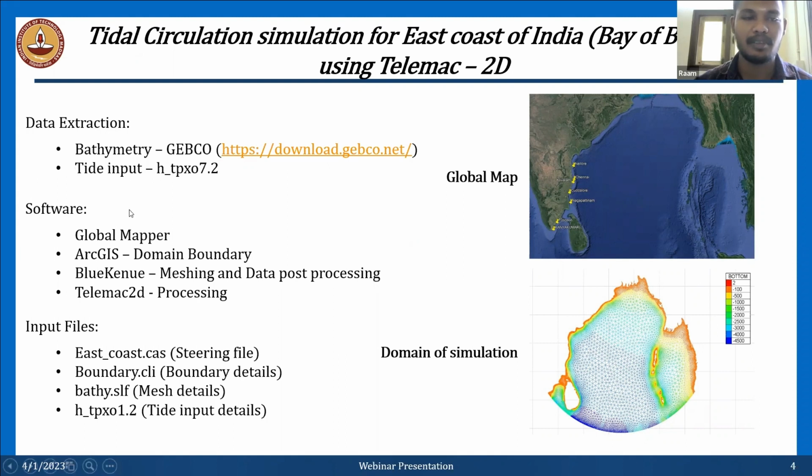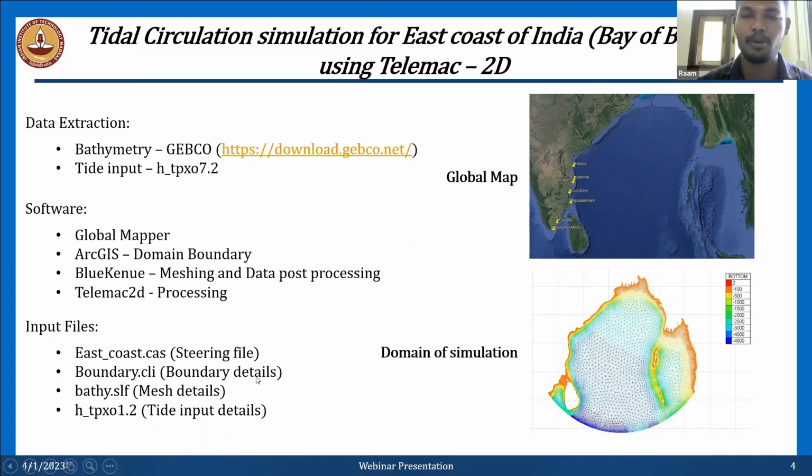Whatever process we have done, we have to give it as an input file to Telemac 2D. Telemac 2D is a Python program. There won't be any GUI to operate with it. We only have to give the input files as a steering file. The steering file is given as a .cas file. In this file, we mention the boundary files and the various inputs that we are giving. And this is the boundary file. Boundary file means the boundary conditions given in the ocean as well as in the coastal zone.